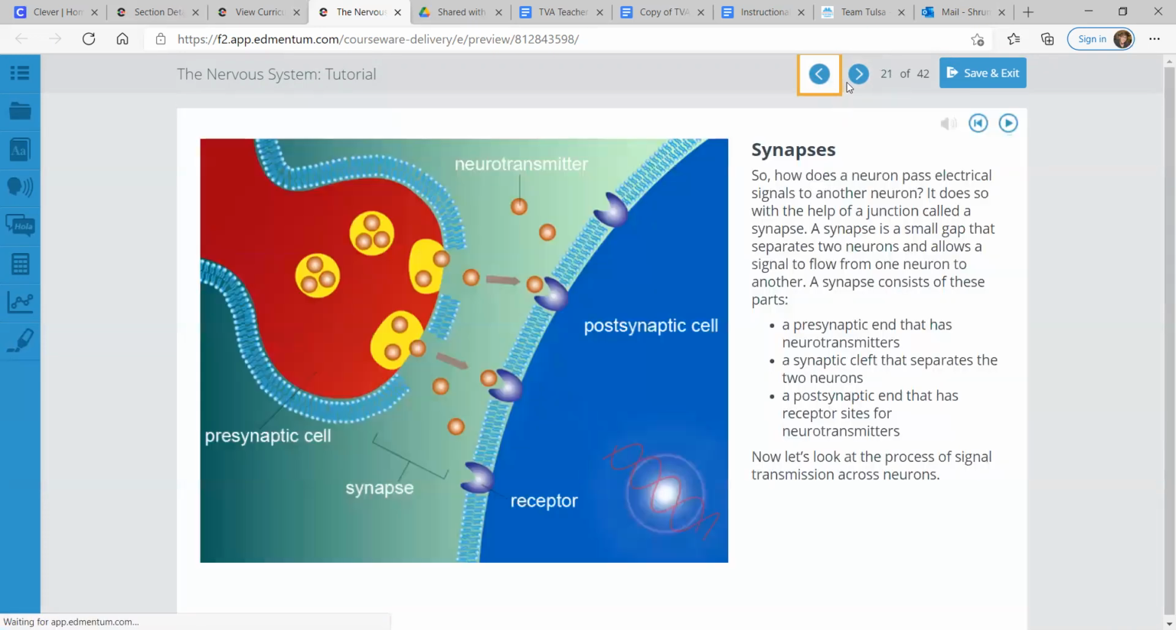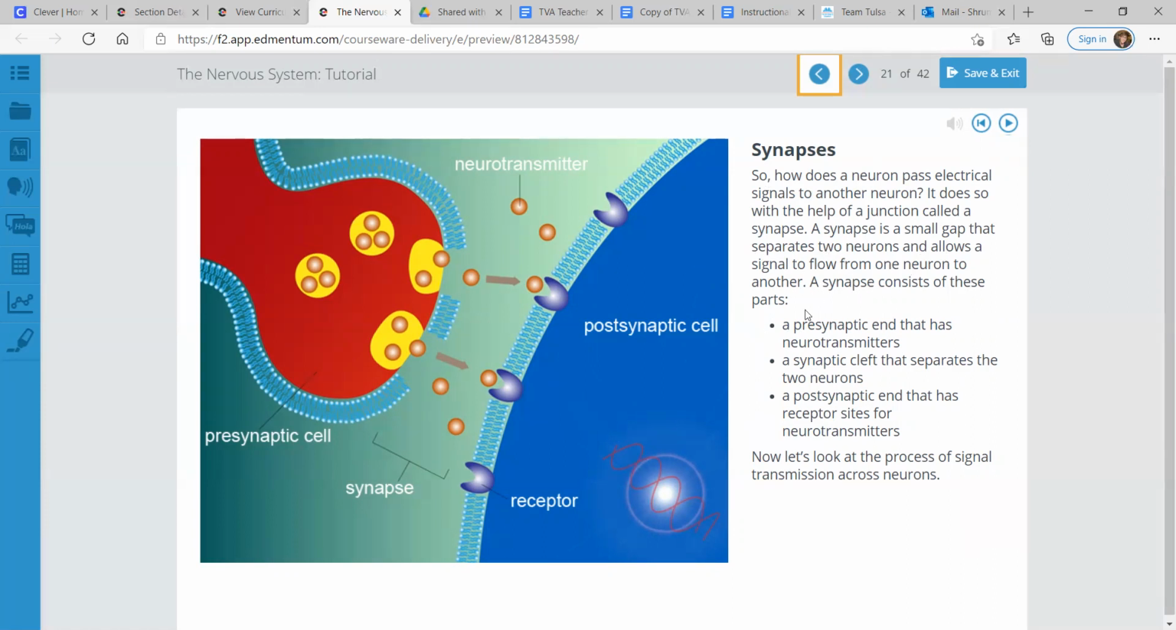So we're going to go through synapses, and then I'll stop there for today, and then we'll pick up next time. So synapses. How does a neuron exactly pass electrical signals to another neuron? It does so with the help of a junction called a synapse. And a synapse is a small gap that separates two neurons. And this allows a signal to flow from one neuron to another.